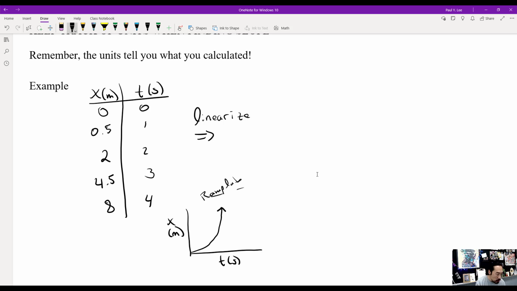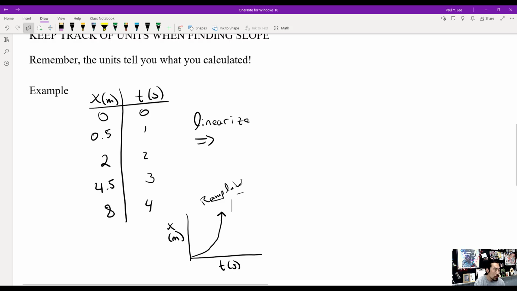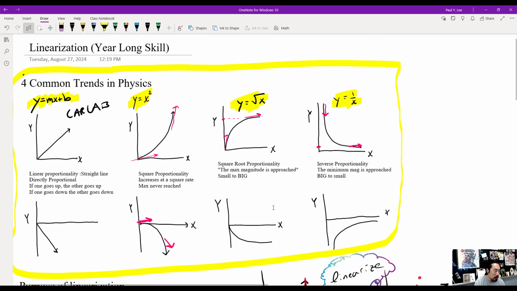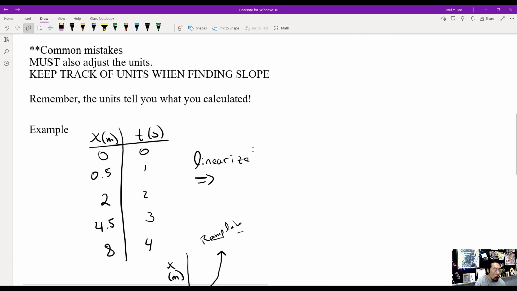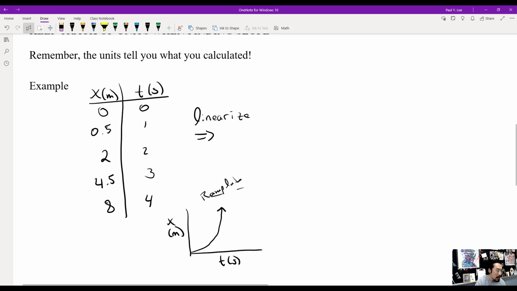So when we linearize it, what we do is we go back to this handy chart that I told you all to copy down, and we take a look at which shape our graph matches, and we can see that the graph matches this square proportionality. And so what you have to do is adjust the y-axis variable and the x-axis variable so it actually matches the formula. So let's do that together. By the way, the formula is y equals x squared.